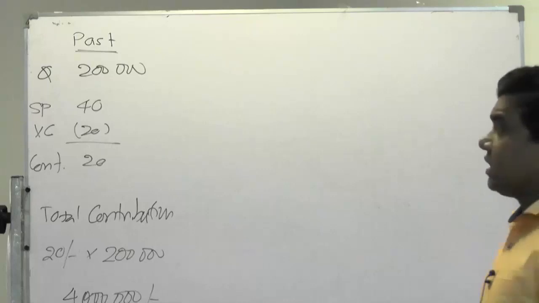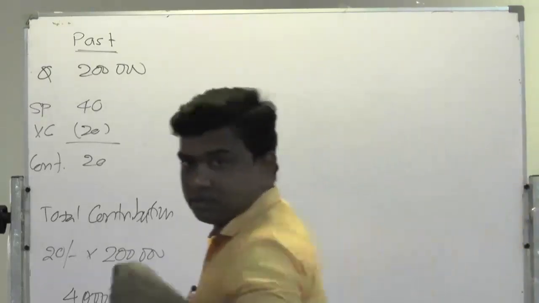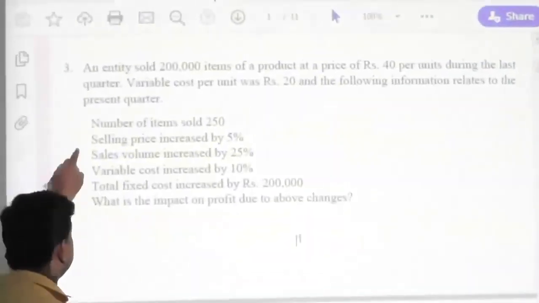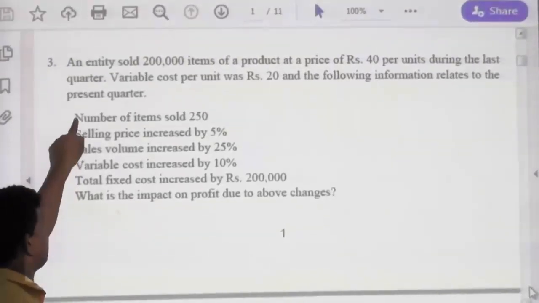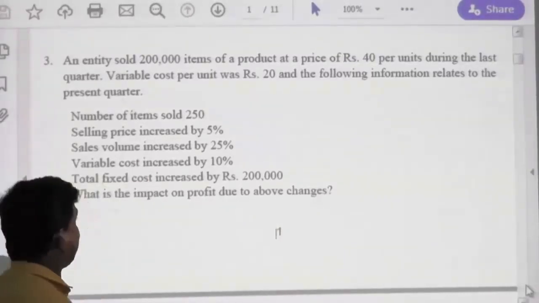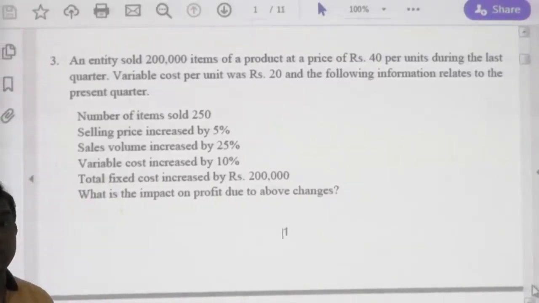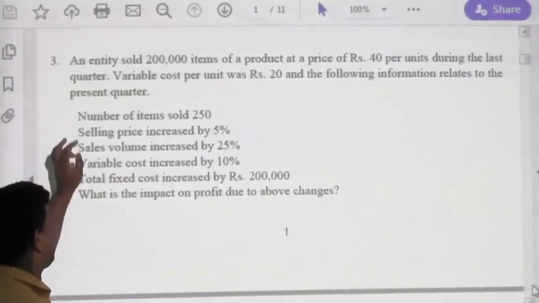Now let's see the given information in the question. Here there is a mistake according to the question. This first number of items sold should not be 250, it should be 250,000 units, right? It should be 250,000 units. Why am I telling that?